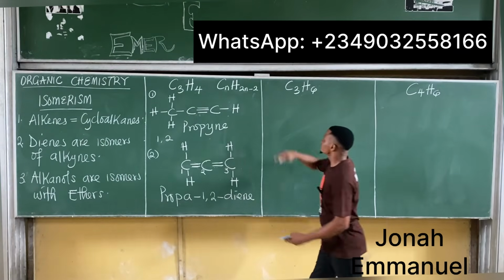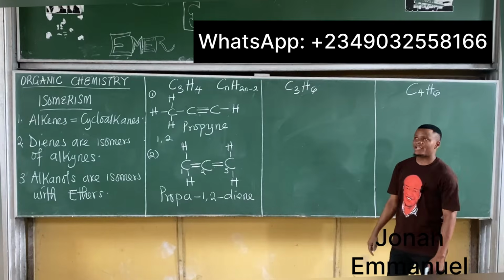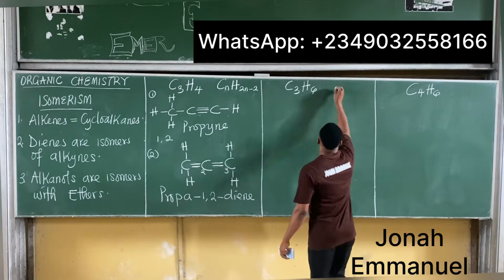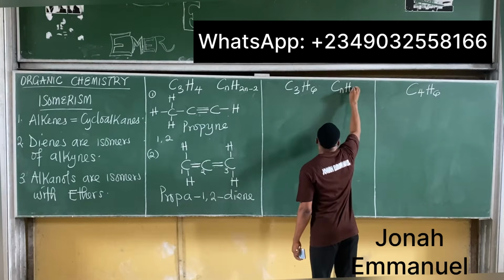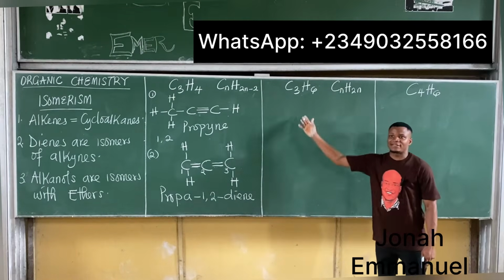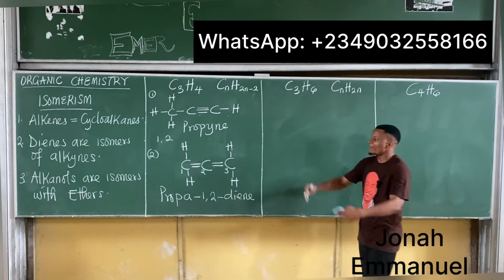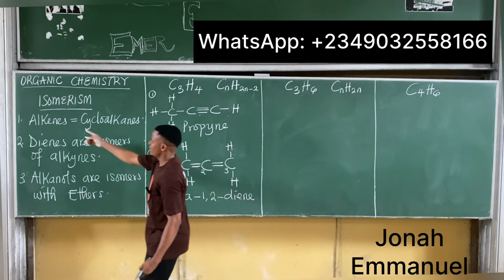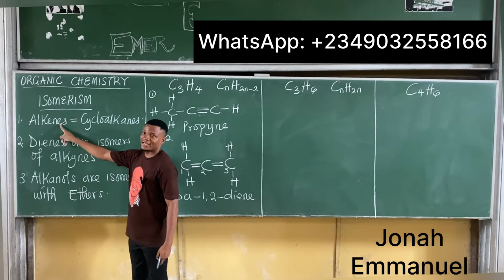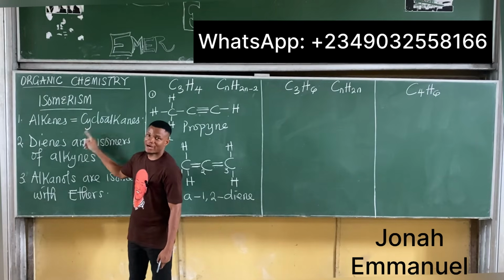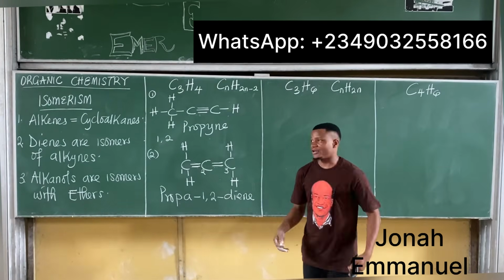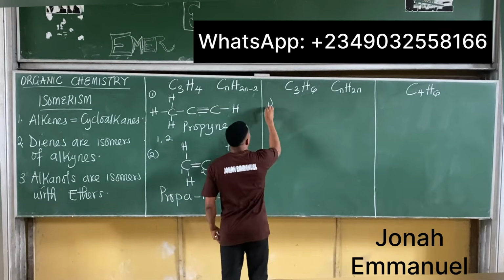Let's come to this one here. C3H6 is what there? An alkene, right? Alkene general molecular formula is CnH2n. So when it's 3, it becomes 2 times 3, 6. The question says create 2 structures. Alkenes are isomers of what there? Cycloalkane. So the first thing there, form an alkene. Secondly, form the cycloalkane.